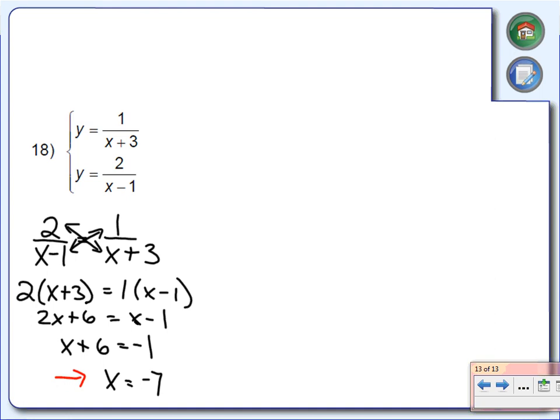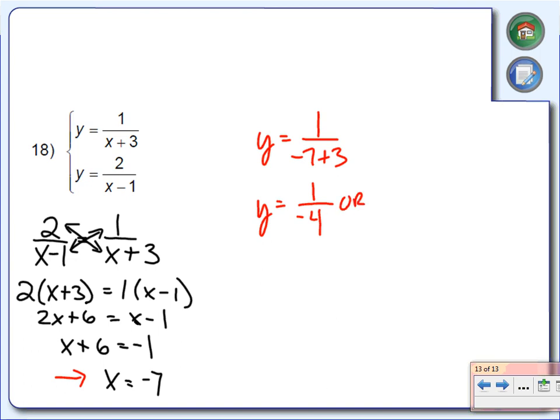So now what I need to do is figure out what the y value is. Just like we did with all the others, we're going to take that negative 7 and simply plug it in for the x's. I'm going to go ahead and use the first equation. All I did was take out x, replace it with a negative 7. So what is a negative 7 plus 3? Negative 4. Therefore, the y value is negative 1/4.